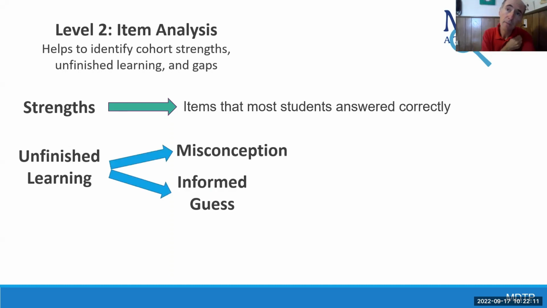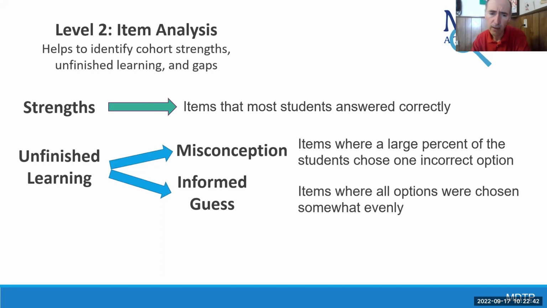Or all the answers may be more or less evenly spread, so about the same number of students chose option A, B, C, D, and E, and then this could be more of an informed guess or all over the place. Students are not necessarily getting it right, but they're not going for a particular mistake or misconception. Okay, so those are questions in the test that may allow you to identify, okay, here's some unfinished learning, and what am I going to do about it?